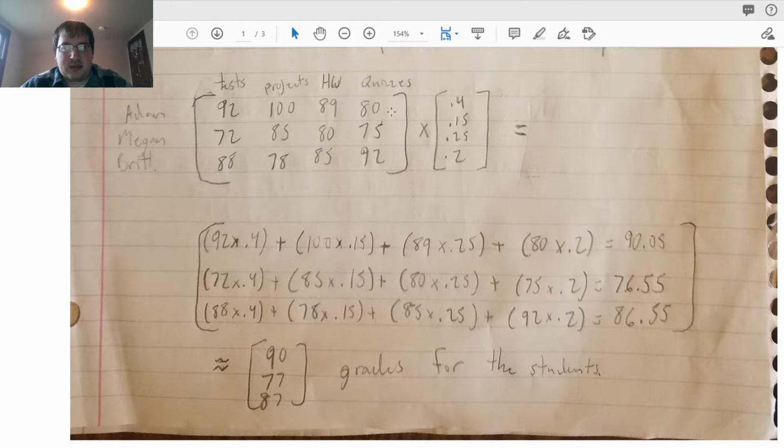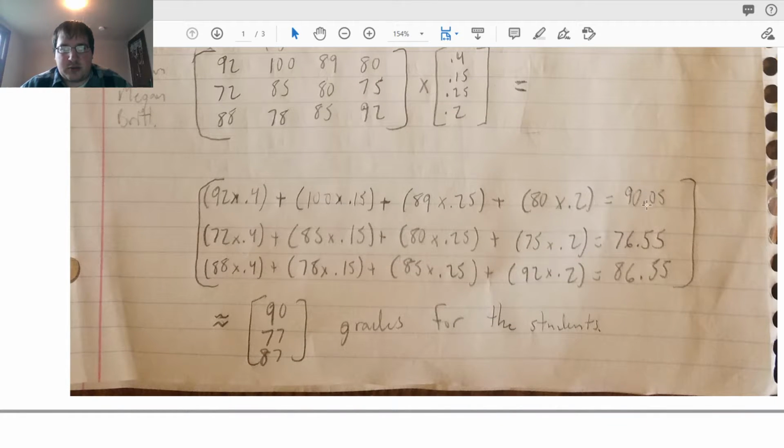When you multiply this out, so remember for matrix multiplication, we have the 92 times 0.4 plus the 100 times 0.15, etc. We do that for the first row here. And then the second row to get Megan's, doing each student's. And then that total result we get here will be their final grade. So you can then see that this is how a teacher can get to your final grade.